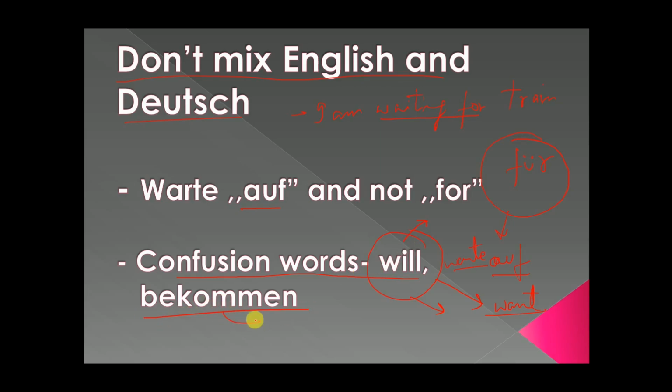Bekommen. So you know it very well. Bekommen is to become a doctor, a professor, engineer or something. But in German, bekommen means to receive something. It's a verb. So don't compare these, don't mix these English and German words.